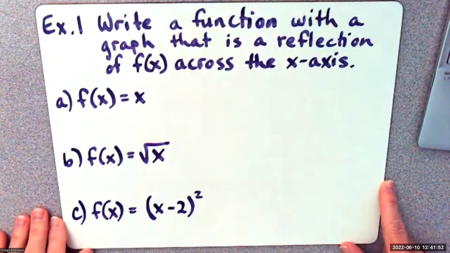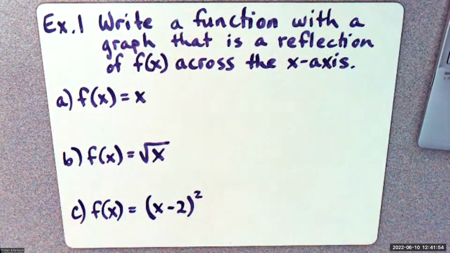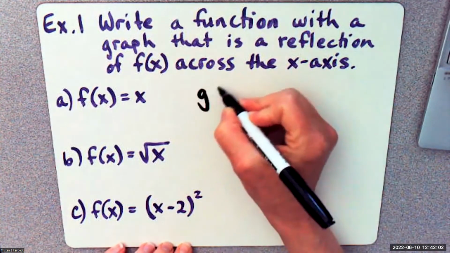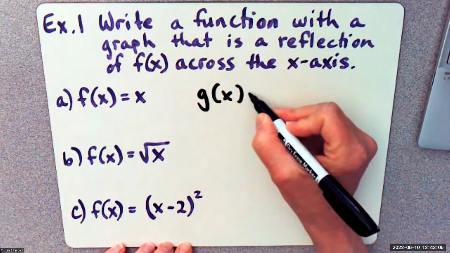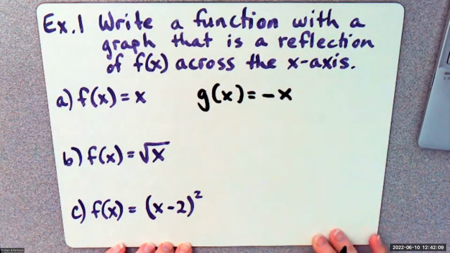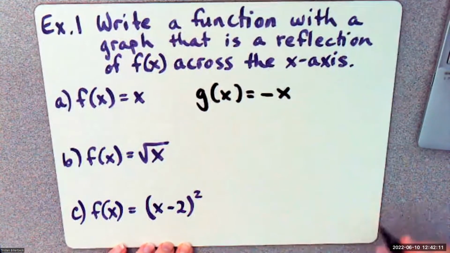So let's do a few examples. Let's write a function that is a reflection across the x-axis. All we have to do is write g of x equals negative x. Now it's a reflection across the x-axis.